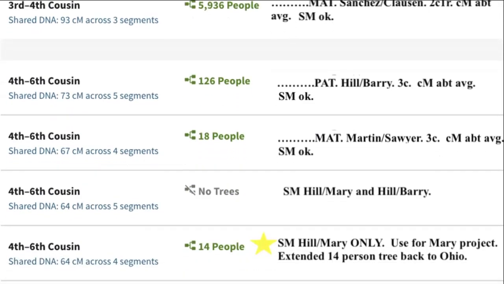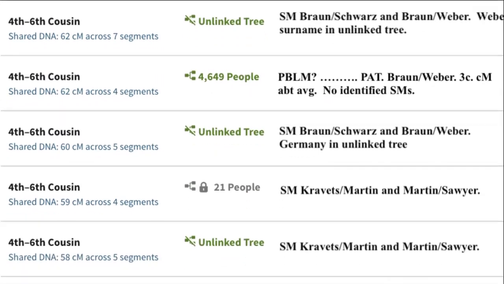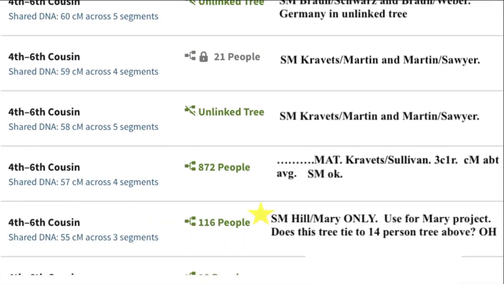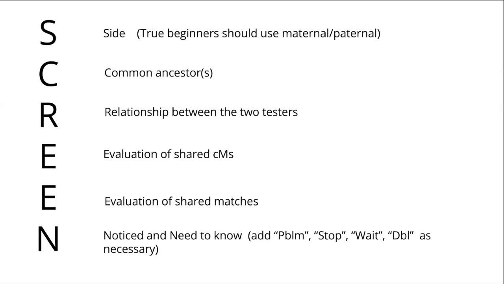Trust me, when you get to this point in your match list, you really should be proud of yourself. You will have laid the framework to tackle the question or problem that exists in your tree. And I hope you end up with some really useful matches like Glenn did. We were able to figure out who Mary's parents were, which was really awesome and rewarding. I'd like to tell you all about that, but we're out of time for this video, so you'll have to watch the case study for Mrs. Mary Hill another day. Here's your last look at the SCREEN acronym.